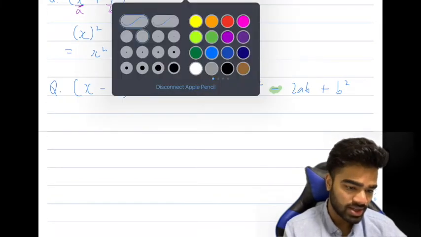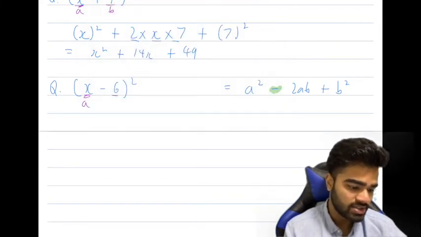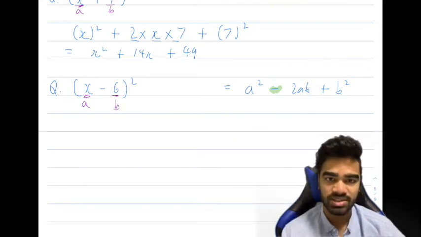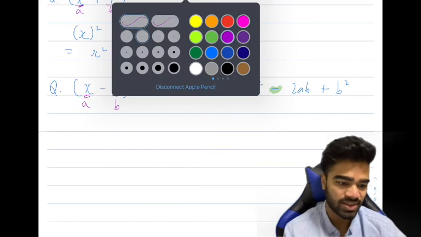So again, this is our a. What's our a? X is our a. And our b is just 6. Okay, so b is just 6. We don't want negative 6. B is just 6. Okay, in this case.